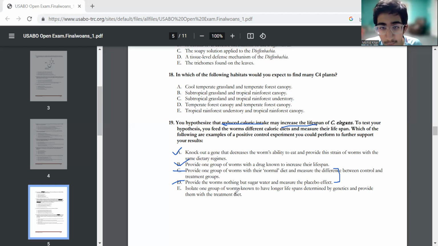And then E, isolate one group of worms known to have longer lifespans determined by genetics and provide them with the treatment diet. Yeah, so they have a longer lifespan, and then you could look at their genetics to see if that's because of reduced caloric intake. So further analysis could show that. So that's why E could be an answer. So therefore the answer is A, B, and E. So a little bit of a tricky question, but it really plays on the importance of knowing the scientific method and such. Yeah. Let's go to number 20.